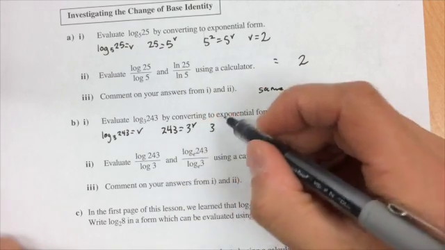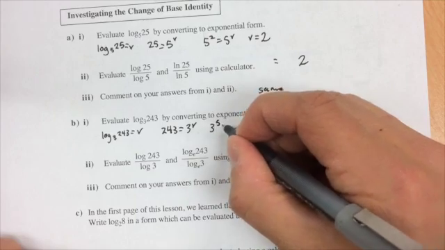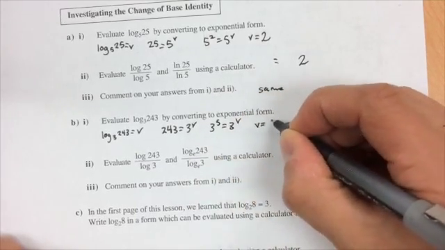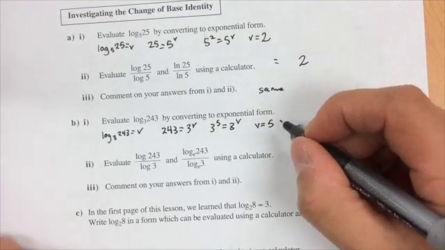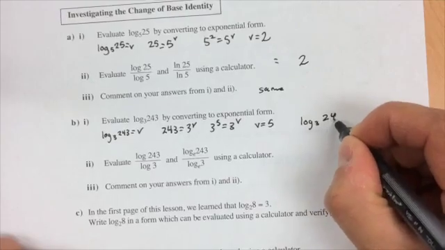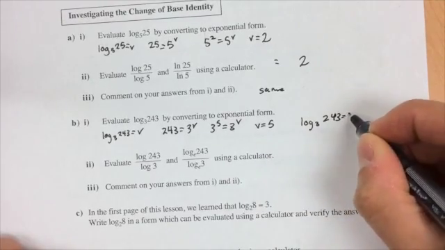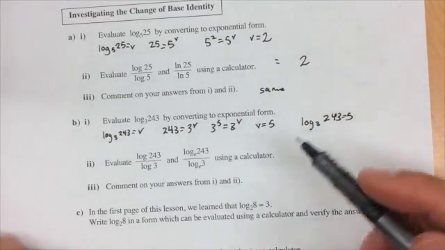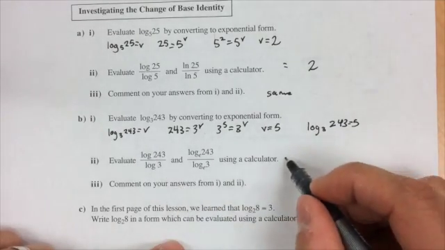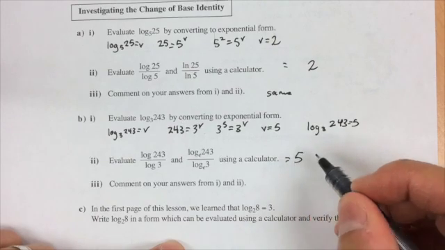243 as a base of 3 is 3 to the power of 5, and that is equal to 3 to the power of v. We drop our bases and we're left with v is equal to 5. So if I were to evaluate log base 3 of 243, that is equal to 5. Now if I were to evaluate this in the calculator, I'm going to get the same answer. Both of these are going to equal 5.